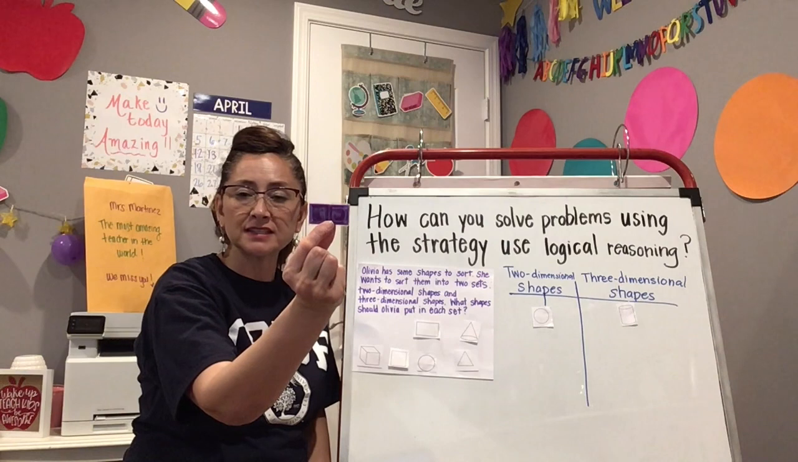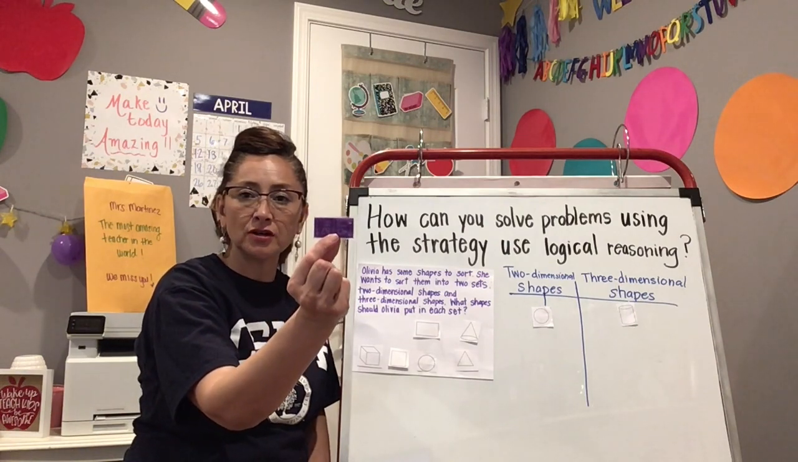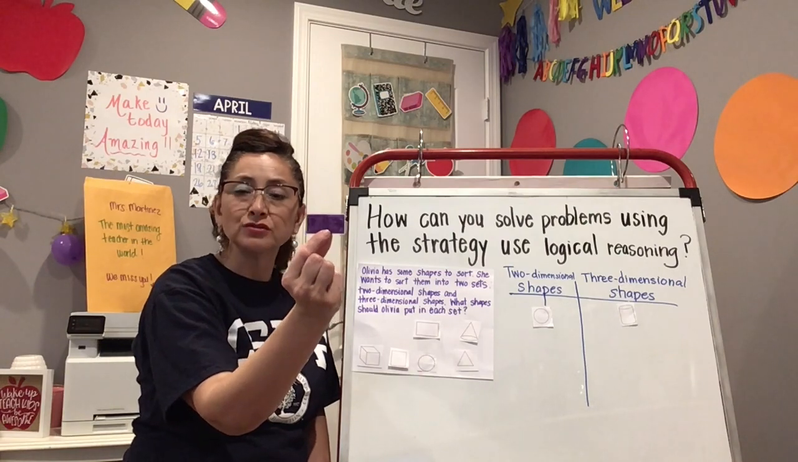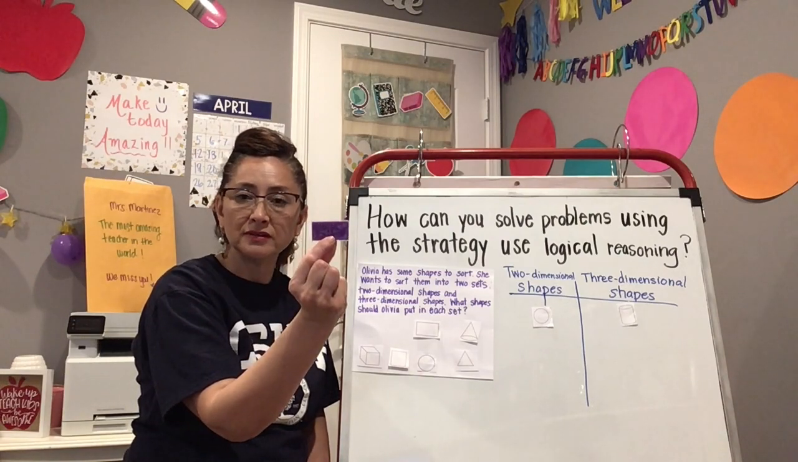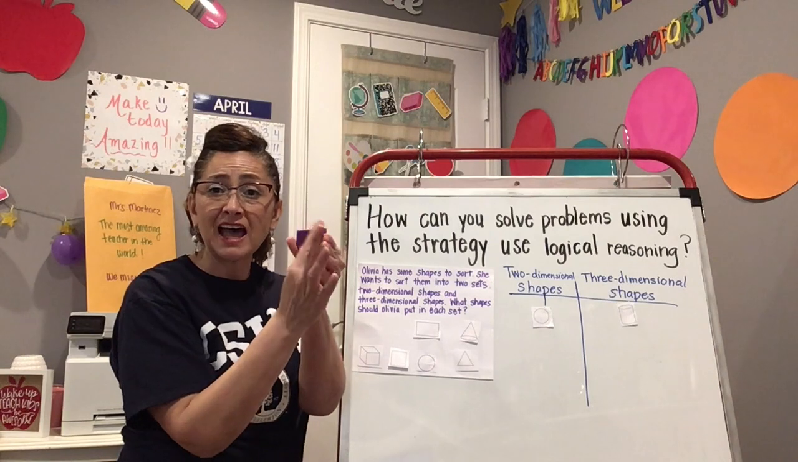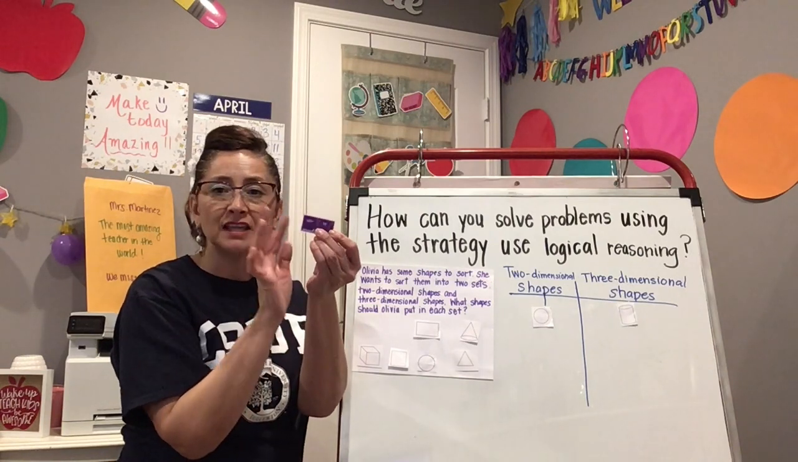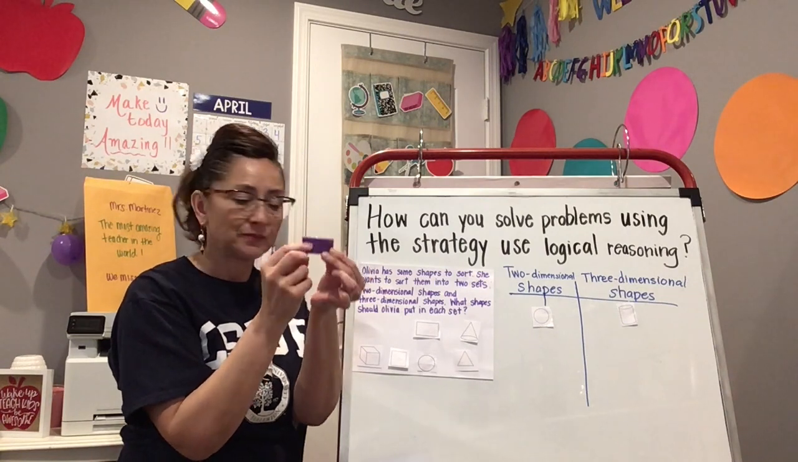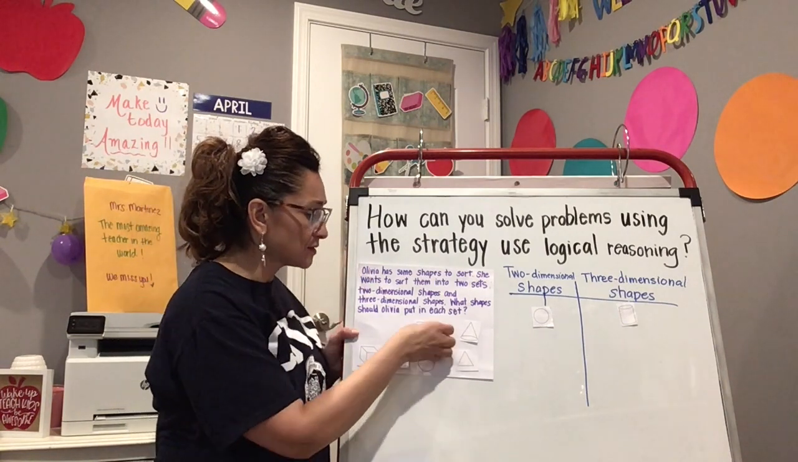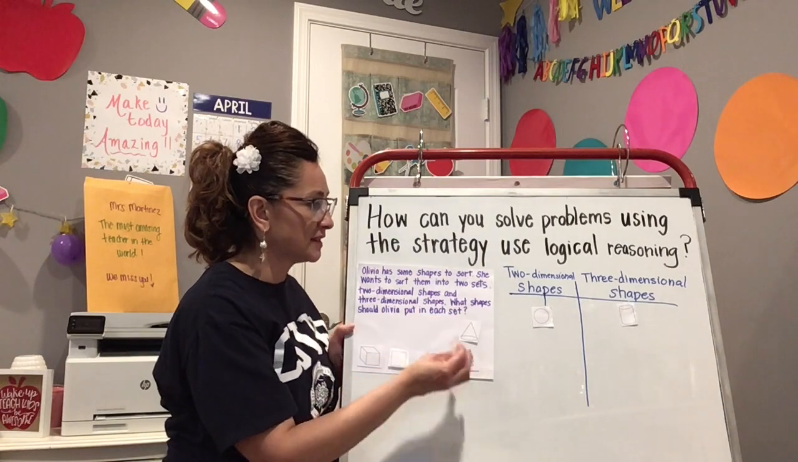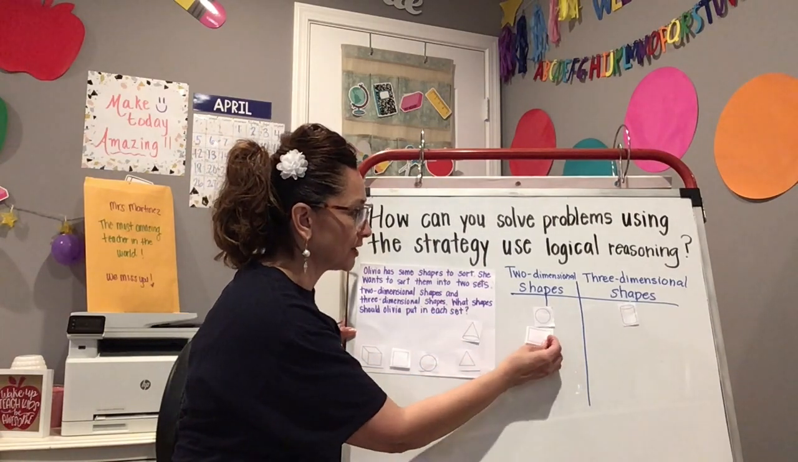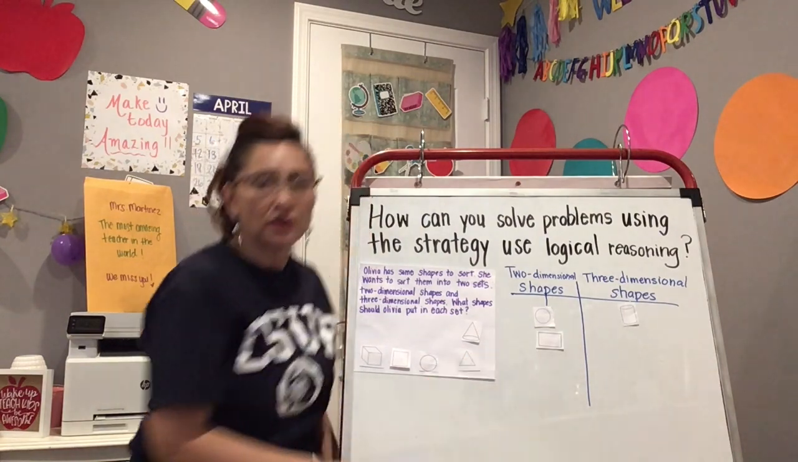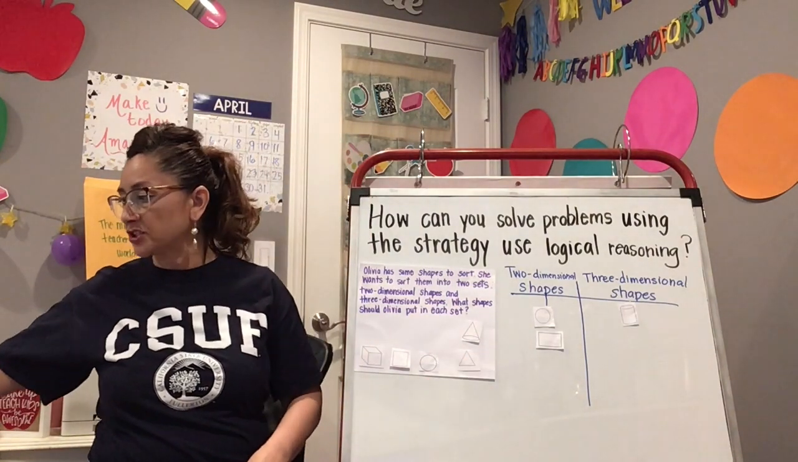Now, do you think this is a two-dimensional or three-dimensional shape? That's right, two-dimensional. How do you know? That's right, because it's flat. It's flat, and we don't see any surfaces except this flat face right here. So this rectangle, my friends, is going to go under two-dimensional shape, right? Okay, let's take a look at our next shape.